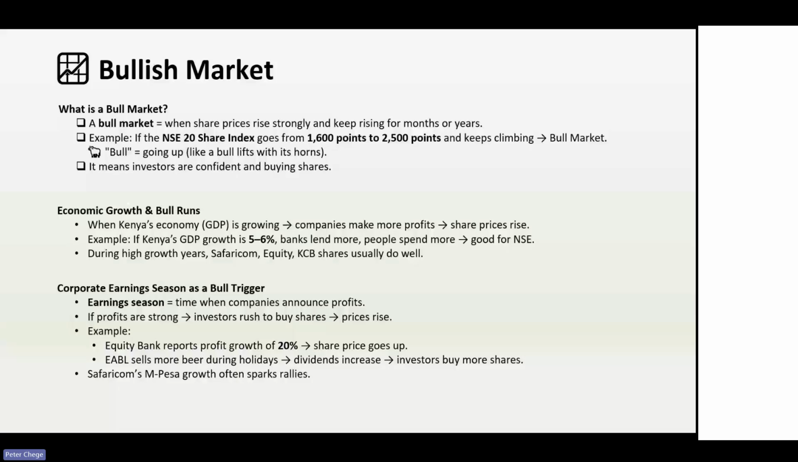NSE has already opened. You are not limited to 10%. So prices go up. We are heading in a few months to the holidays. We expect most people to enjoy themselves. I hope you understand what I mean. During that time, you find EABL is making profits. By the time they are coming to announce their results, they are announcing a dividend. Again, you want to buy. Price goes up.